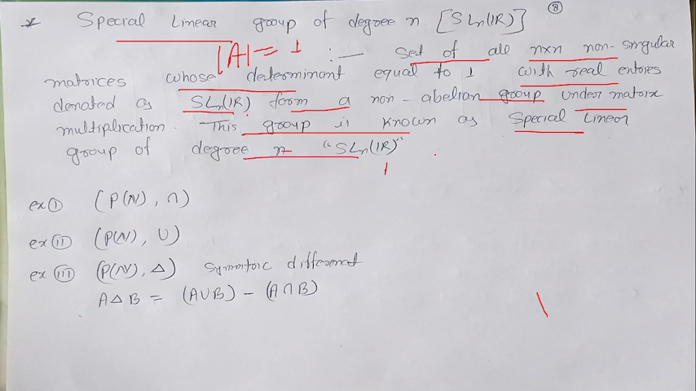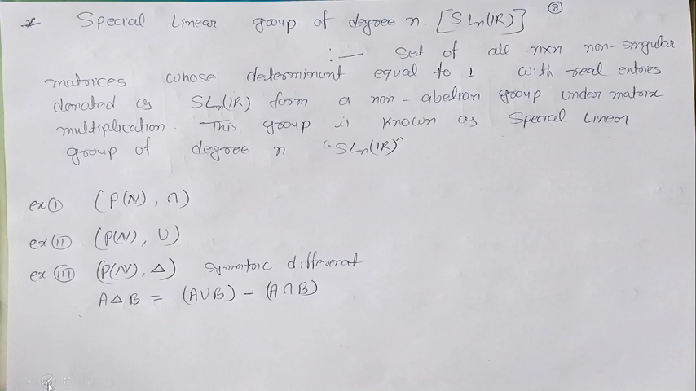And in this case you can see GLNR and SLNR, the relation between both of them: this one is a subset of this because it is a specific case, as written there. Okay, and this next example is also most important. Lots of questions are asked in the CSIR NET examination, like permutation group.